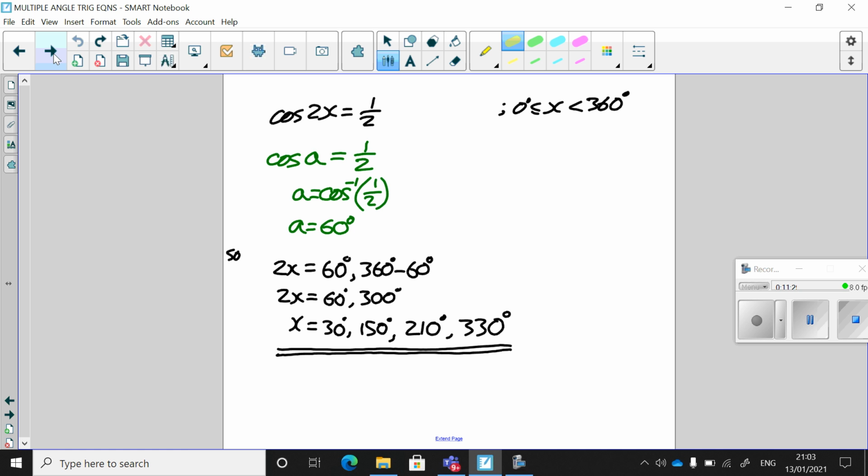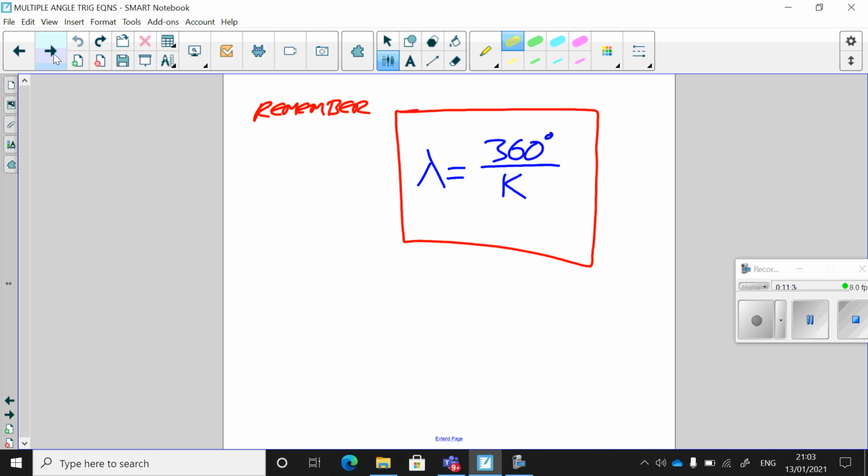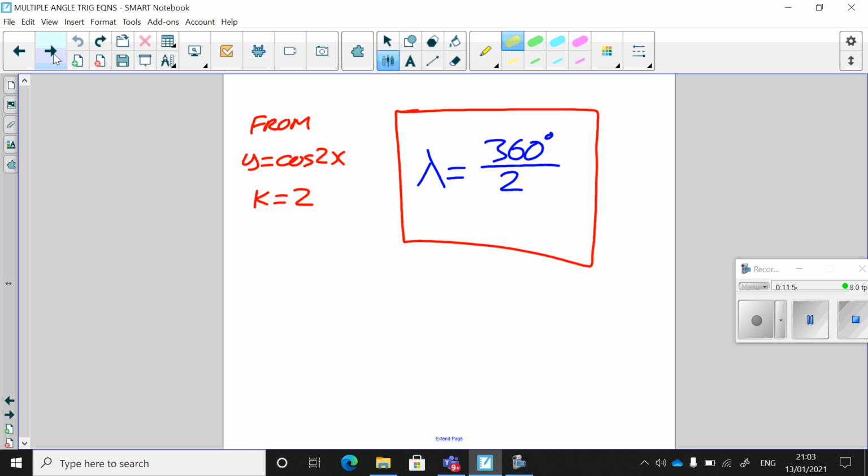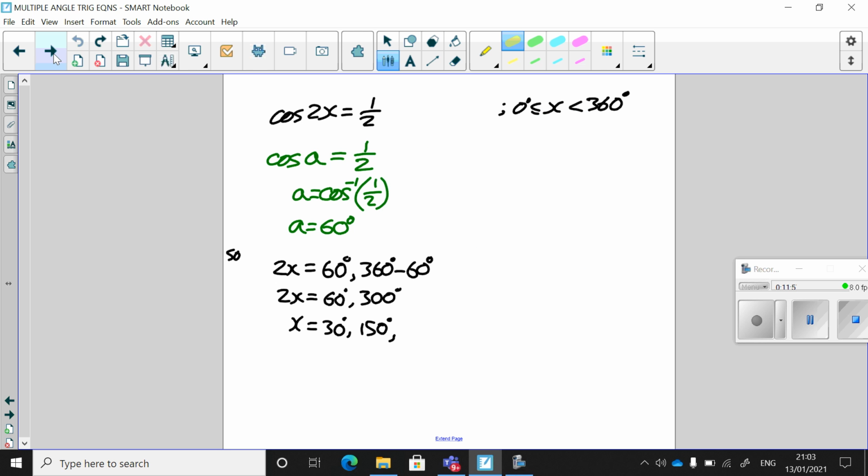I don't know. But I'm just going to backtrack. 30, 150, 210, 330. And it looks as if it does agree. So it's the x values here. The x values are the angles. Right, let me go forward. And remember, as always, you can always rewind the video. That's the whole point of this.